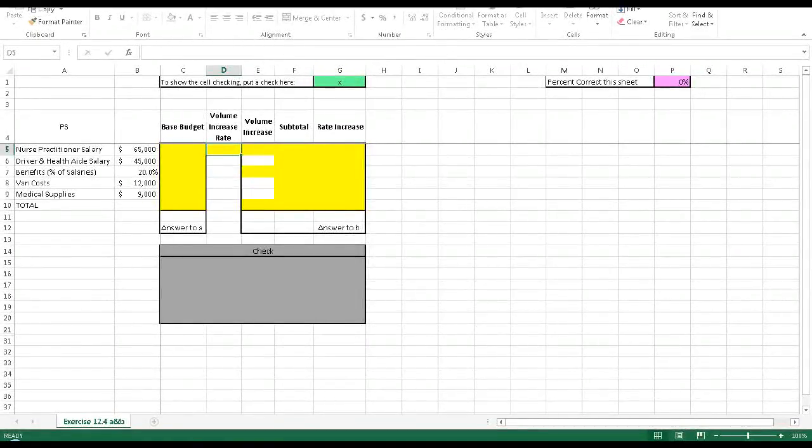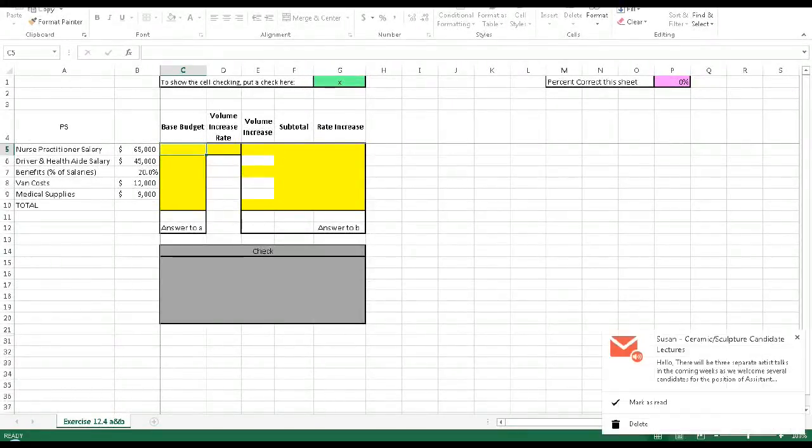Okay, this is module 12.4 A and B on the baseline spreadsheet series. And this is simply figuring out what volume increase rates have, what kind of effect that has on your budget.